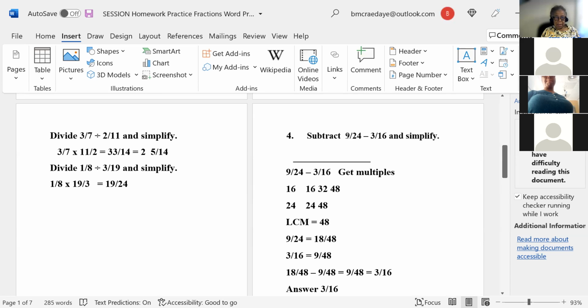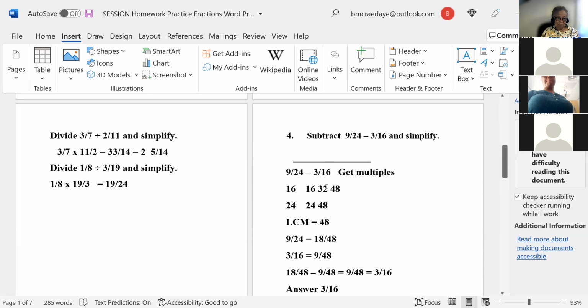So 9 over 16, 24 times 3. And then the denominator is 24 times 16. Put those over that denominator. It's a big number, and you have to simplify it. I'm saying the easiest way would be just to get the multiples of the denominators, 24 and 16.